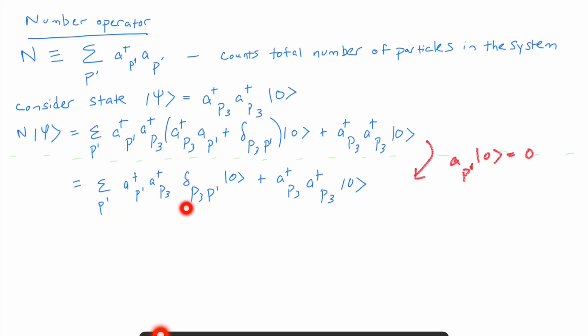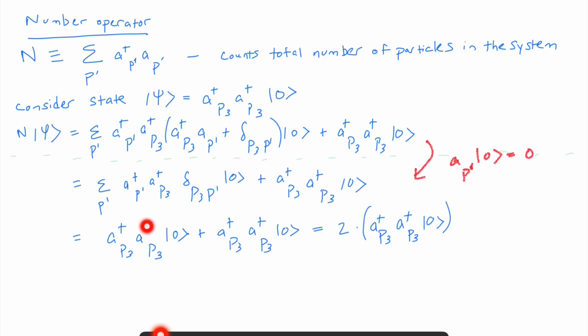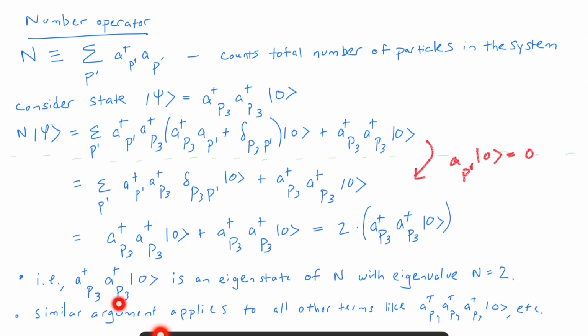Now we just distribute out this delta, which when we do the sum over p prime is going to force p prime to equal p3. And then that's what we get over here, plus this original term over here. So now we see this thing plus exactly the same thing equals 2 of this thing, which is over here. So what we've just explicitly shown, with a lot of lines but nothing too complicated inherently, is that this state over here is an eigenstate of the number operator with an eigenvalue of 2. So this type of state, a dagger p3, a dagger p3 acting on the ground state, is an eigenstate of n, the number operator, with eigenvalue n equals 2.